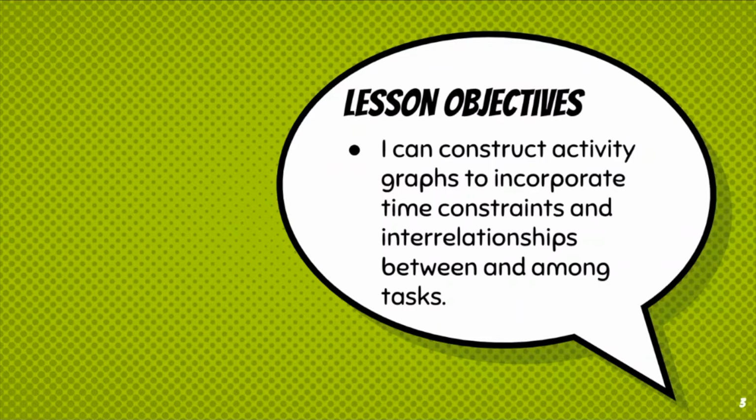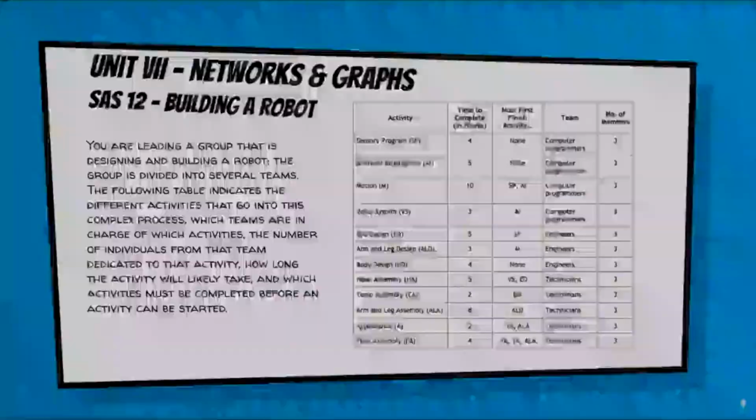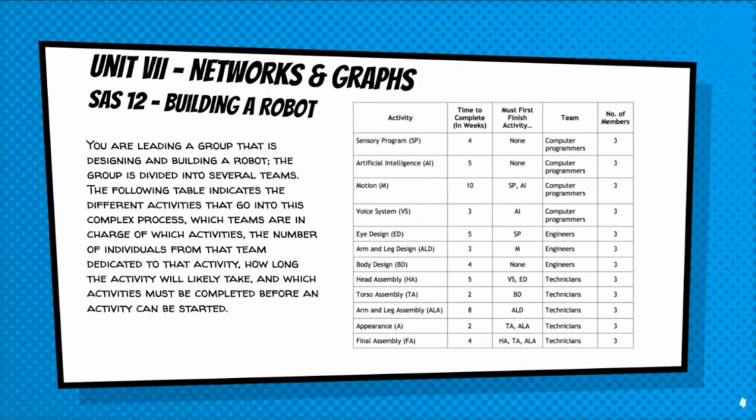So lesson objectives today: I can construct activity graphs to incorporate time constraints and interrelationships between and among tasks. All right. So building a robot. You see from this table here, you're going to lead a group that's going to design and build a robot. And we've got a few teams. We've got computer programmers, engineers, and technicians.